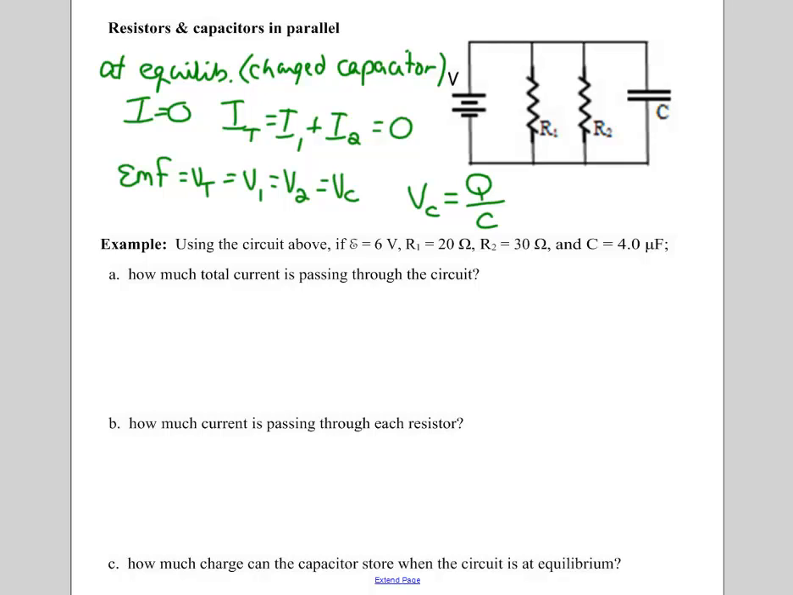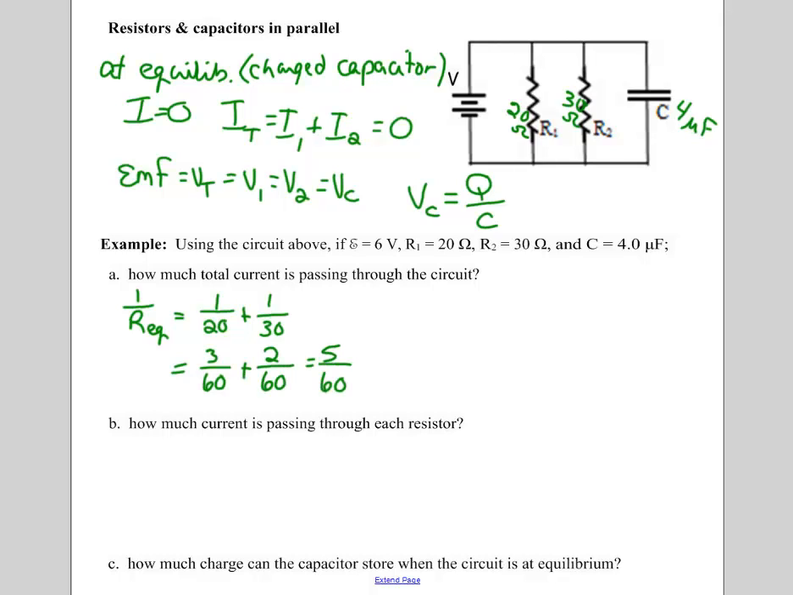So let's take a look at an example using this information. So we have an EMF of 6 volts, resistor 1 is 20 ohms, resistor 2 is 30 ohms, and our capacitance is 4 microfarads. And we want to find out how much total current is passing through the circuit. For our resistors, we want to find out the equivalent resistance. So 20 and 30, common denominator is 60, so we have 3 over 60 plus 2 over 60, and that equals 5 over 60. So our equivalent resistance is 60 over 5, or 12 ohms. So our total current initially is going to be our 6 volts divided by 12 ohms, or 0.5 amps.